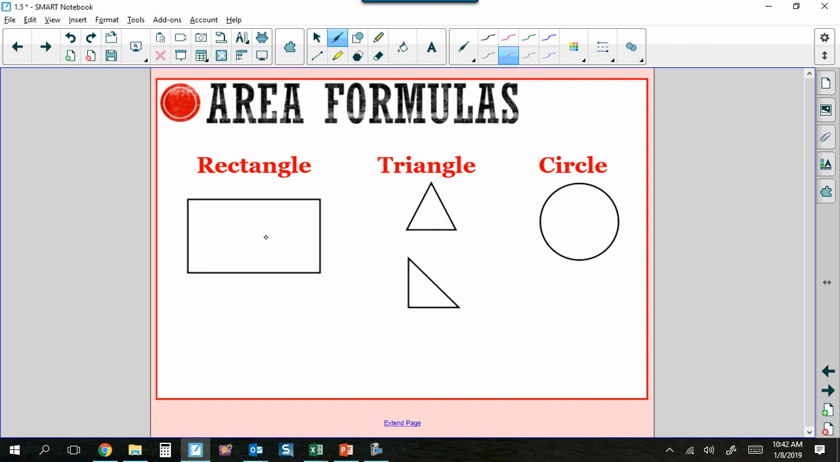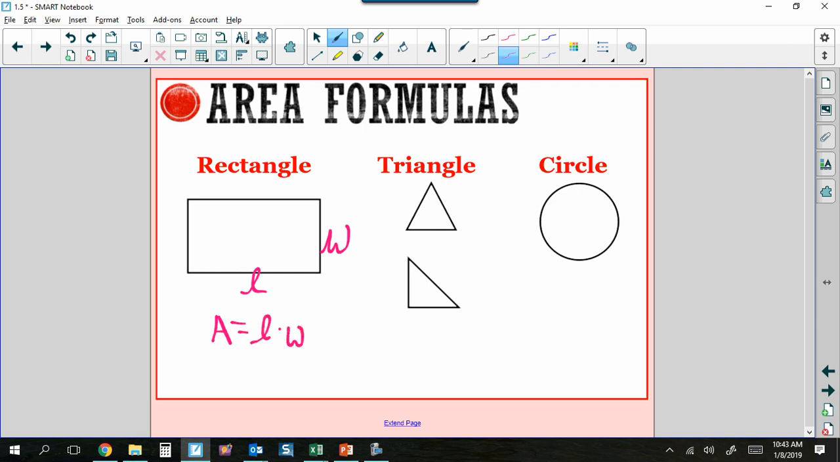So a rectangle is a quadrilateral that has two same sides here and two same sides over here, and then right angles in the corners. Down here we're going to call this our length, and we're going to call this our width. And to find the area of this rectangle, you simply multiply the two dimensions together, length times width.